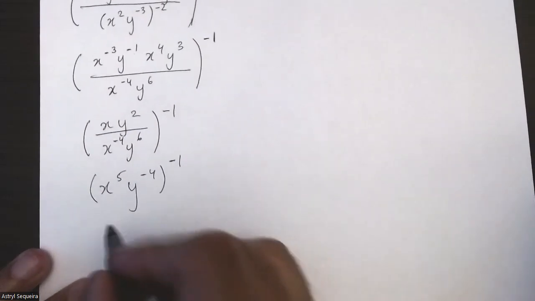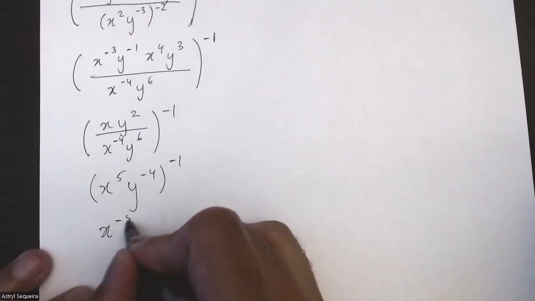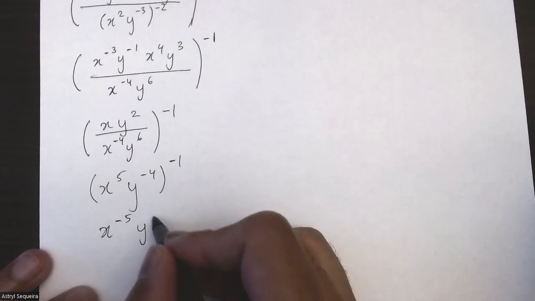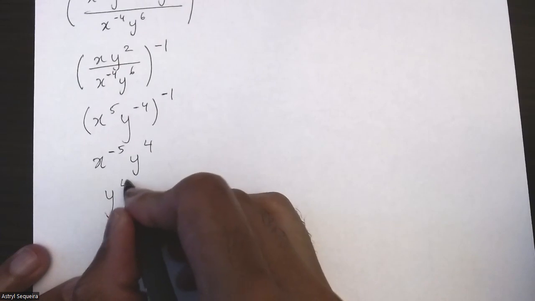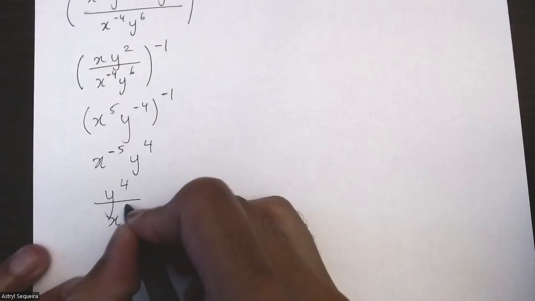And now I'll distribute the exponent from the outside. So this becomes negative 5 and this becomes positive 4. And last step, I'll make my exponent positive. I'll just move the x to the denominator.